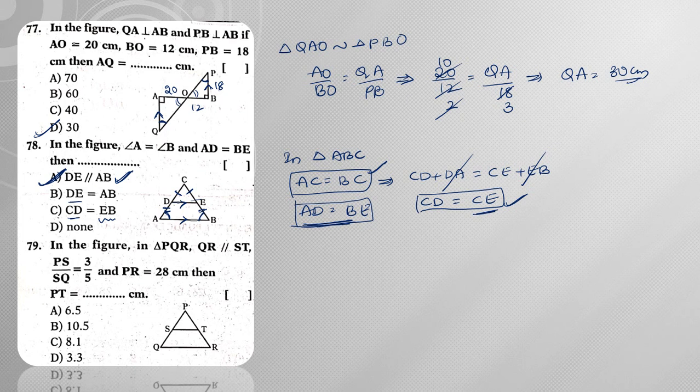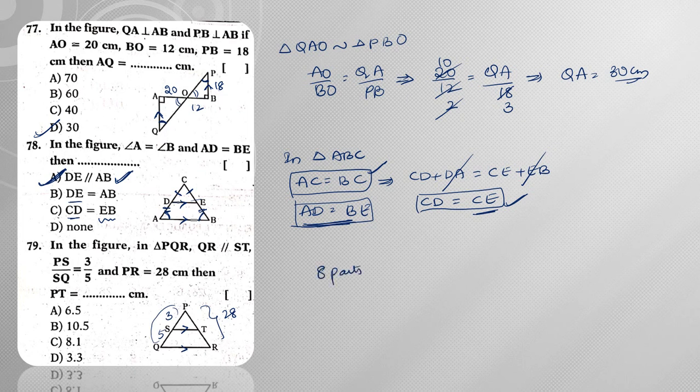In the figure, in triangle PQR, QR is parallel to ST. PS by SQ is given as 3:5. PR is equal to 28, so PR, this total length, is 28. So here 3 plus 5 means 8 parts.